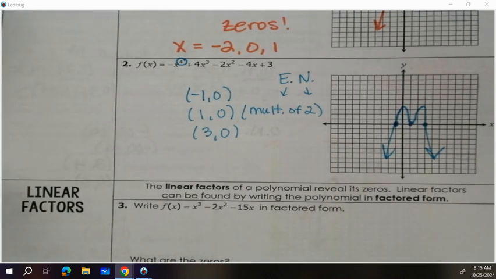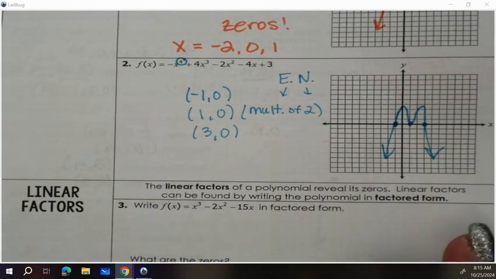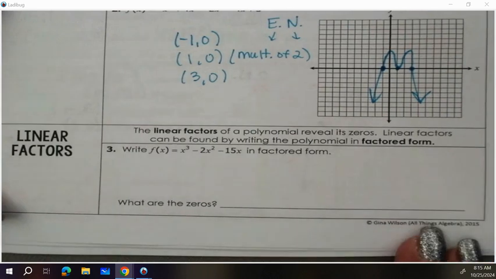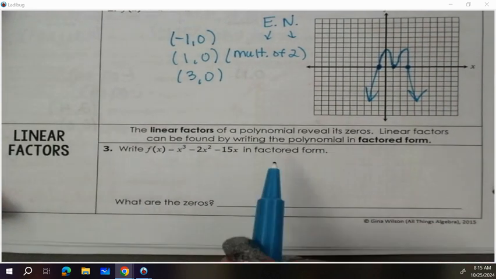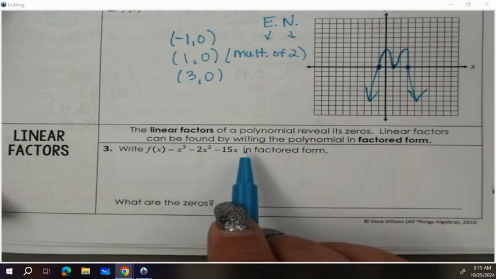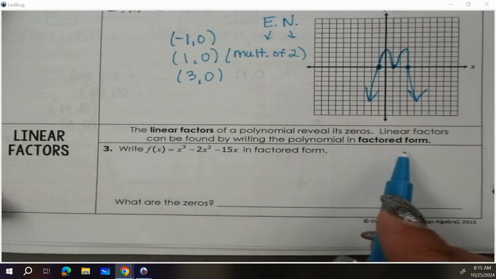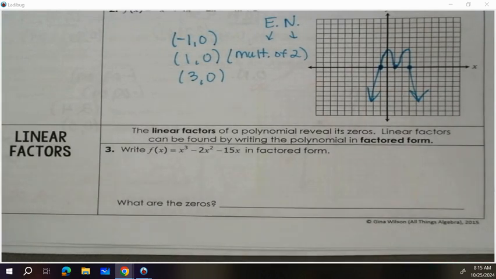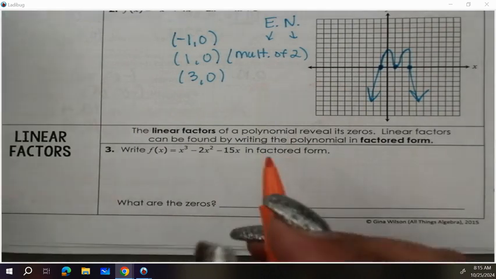That's what it looks like graphically. Let's see what it looks like algebraically. This says the linear factors of a polynomial can reveal its zeros. Linear factors can be found by writing the polynomial in factored form. We already know that. We know that when we factor something, we can set each of the factors equal to 0 and find the zeros.